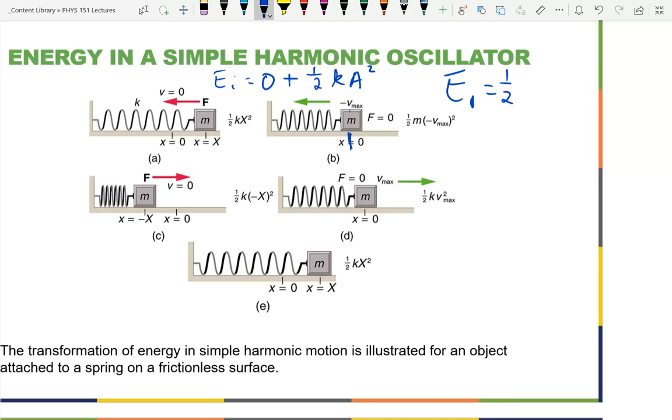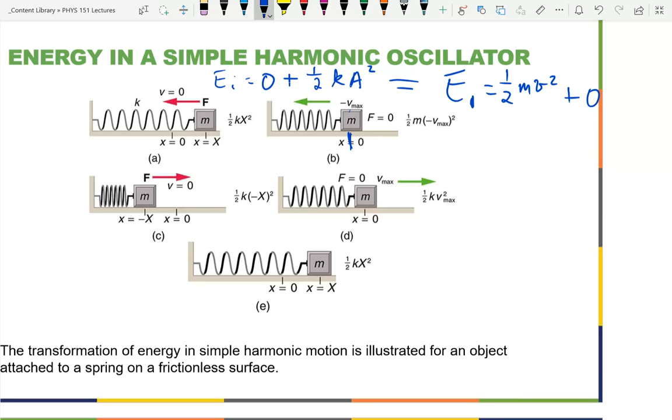It starts with 1/2. Kinetic energy is 1/2 m v squared. Thank you, Diana. So there's the kinetic energy. If the spring is unstretched, what's its potential energy? 0. But since there are no non-conservative forces, these have to equal each other.